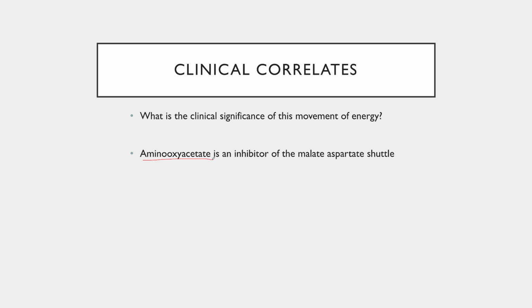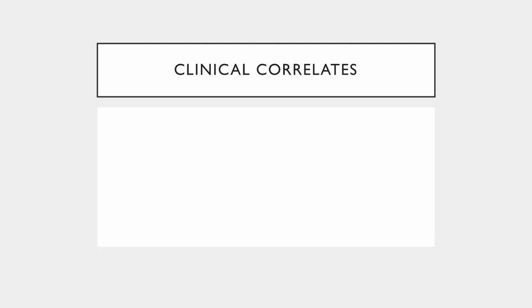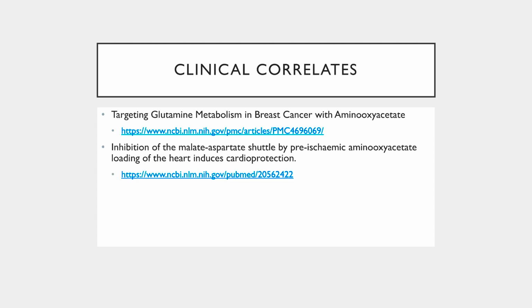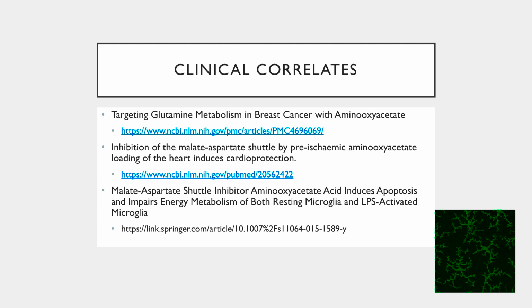And there's a significant amount of literature that looks at what the consequences of inhibition of the malate aspartate shuttle are in different scenarios. Here are a few papers that may be of interest. The first is targeting of glutamine metabolism in breast cancer using our malate aspartate shuttle inhibitor. The second is the use of the malate aspartate inhibitor in mitochondrial infarction. And finally, the use of this inhibitor has been looked at in changing of energy metabolism of microglial cells.